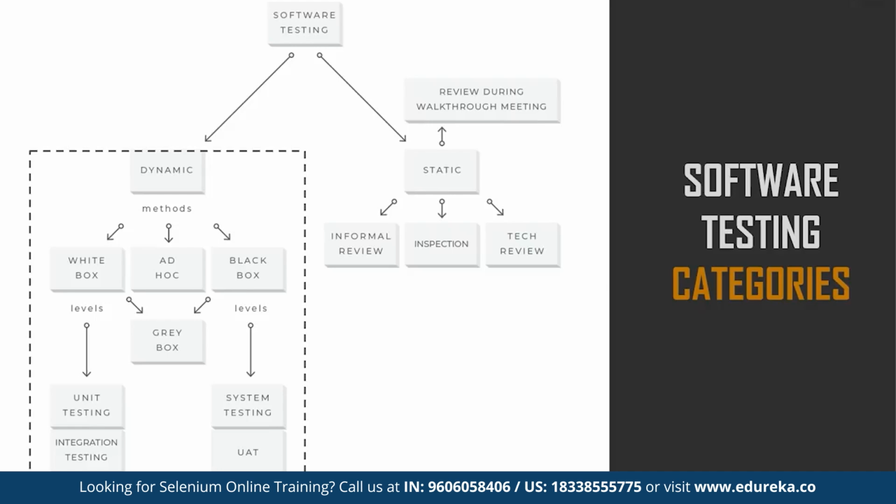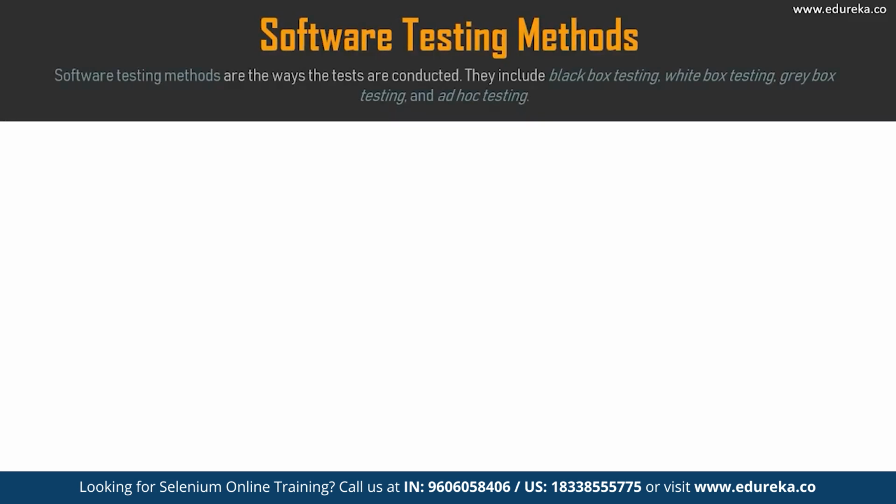But as soon as the primary preparations are finished, the team proceeds with dynamic testing, where software is tested during execution. Dynamic testing can be described by different methods, levels, and types of underlying quality analyst activities. Let's have a closer look at this segment of the dynamic testing process. So first up, we have something called software testing methods. Software testing methods are nothing but the ways the tests are conducted in real life.